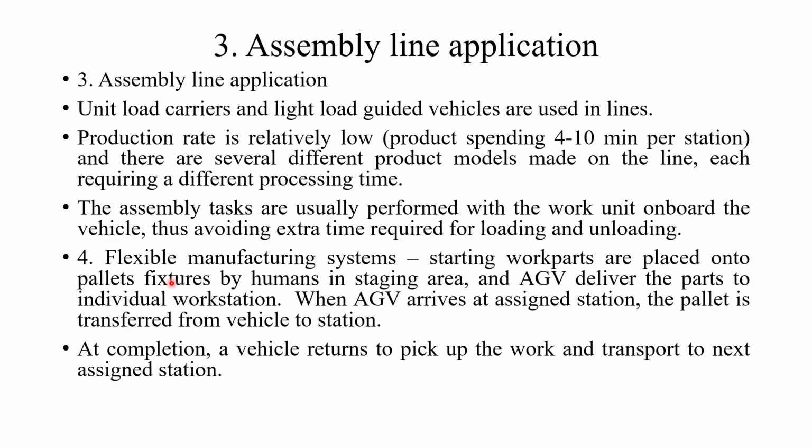And in a flexible manufacturing system, the workpieces are placed on the pallet fixtures by humans in a staging area, and the AGV delivers the part to the individual workstation. When the AGV arrives at the assigned workstation, the pallet is transferred from the vehicle to the station. At the completion, the vehicle returns to pick up the work and transport it to the next assigned station. So these are some of the applications of AGV.